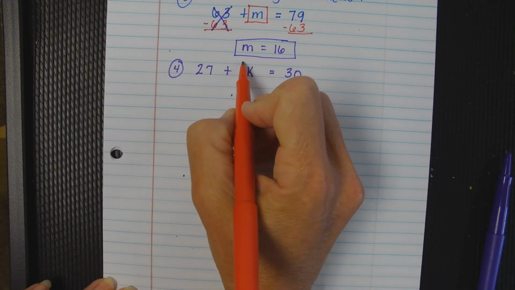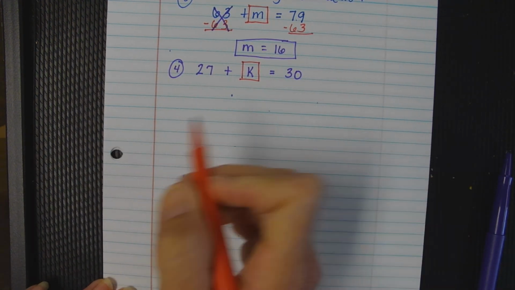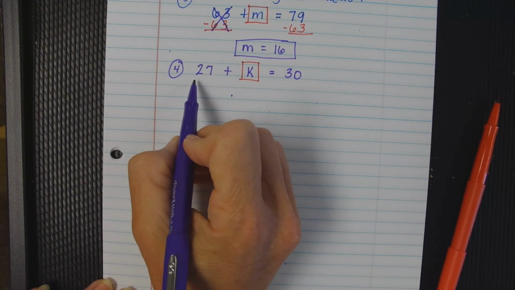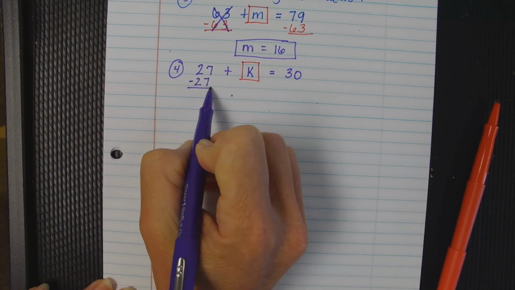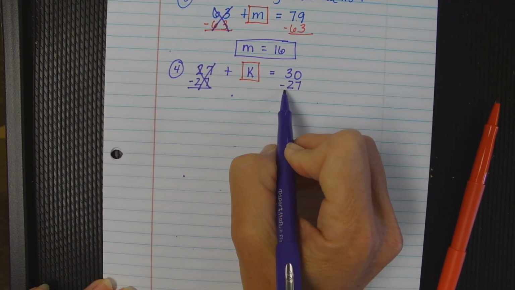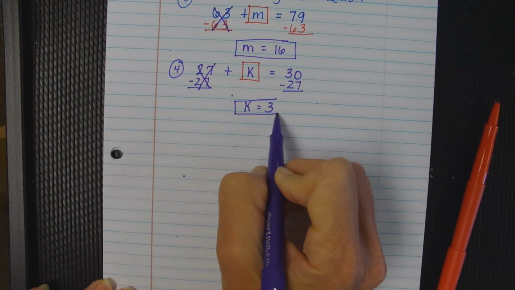All right, my variable here is what, guys? K. What do I need to bring over and cancel out? 27. Excellent. Do I add or subtract? Subtract, because this 27 is positive. What I do on one side, I do on the other. Everybody, what is K? 3. Excellent.